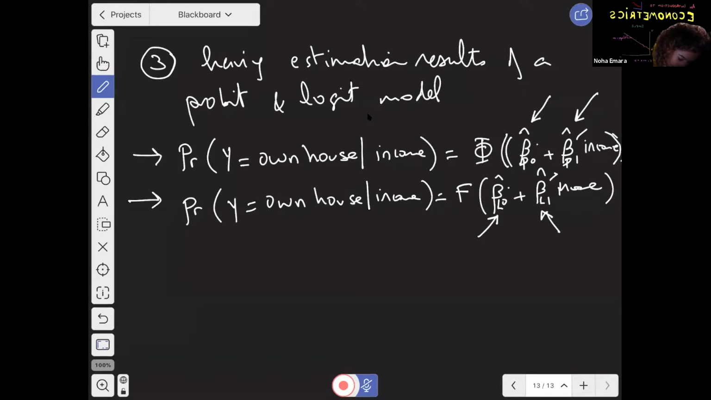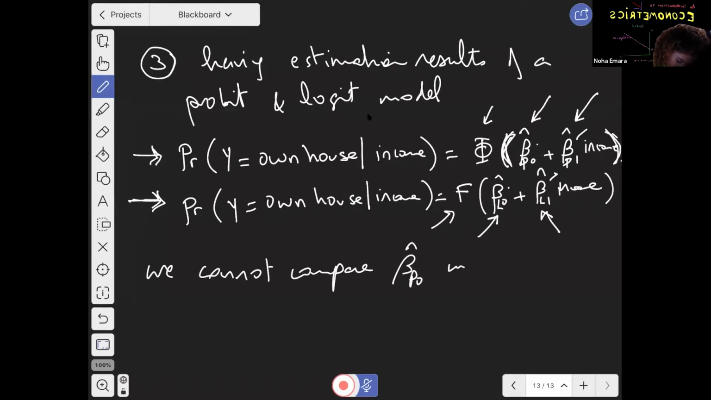I have different parameters inside the function, and each one has a different function, cumulative distribution versus the cumulative logistic distribution. So what I can compare is just the values that I can get by the end. So we have to say that we cannot compare beta hat naught of the probit with beta hat naught from the logit.